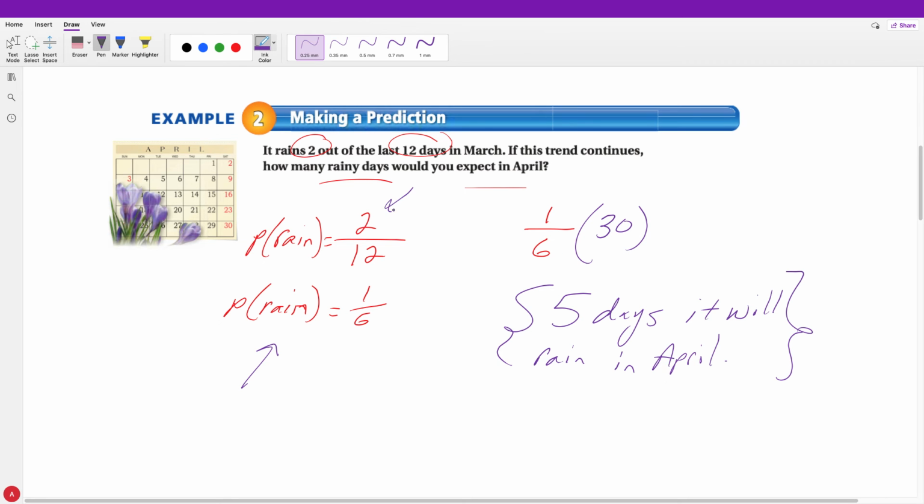So you see, we're using the probability of our event. Our experiment was looking at the last 12 days of March. It rained 2 days, so that was our favorable outcome. So we're saying based on our experiment, the probability of it raining was 1 out of 6. And then since there are 30 days in April, we can multiply them together to say, well, if it follows this same pattern, we would expect it to rain 5 days in April. Right? It doesn't mean a guarantee it will rain 5 days. It just means that if it follows this pattern based on the odds, this is what would or could happen.